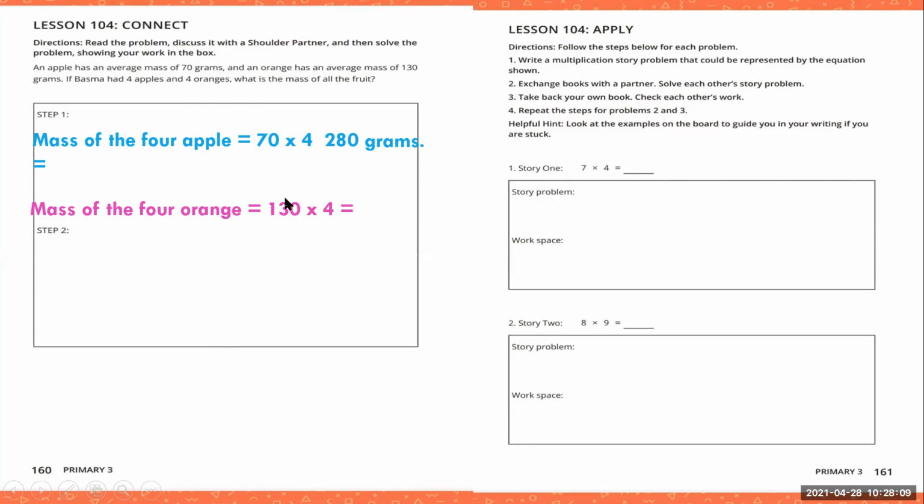What should we do if we have zero? We put this zero outside. Okay, and 3 times 4 equals 12. Put 2 and carry 1. 1 times 4 equals 4. 4 plus 1 equals 5. Okay, don't forget the unit, which is grams. It's 520. Excellent.